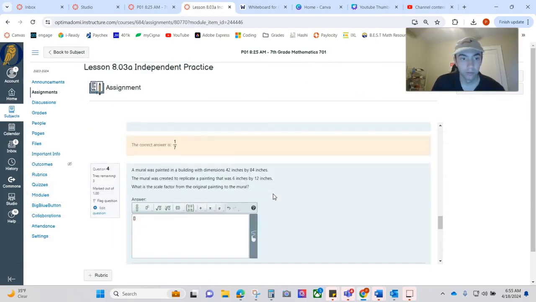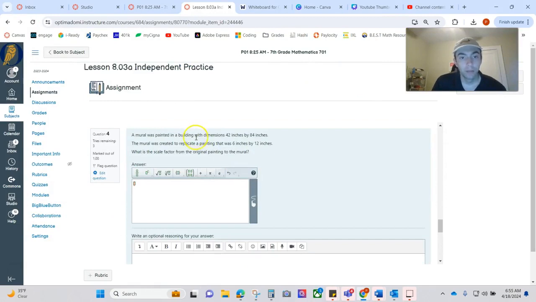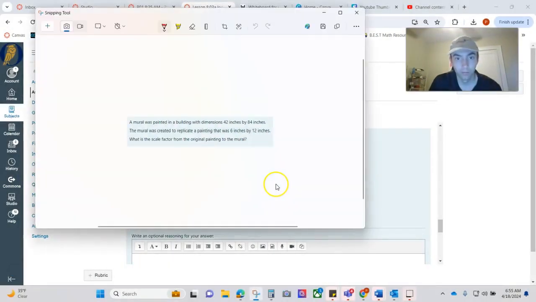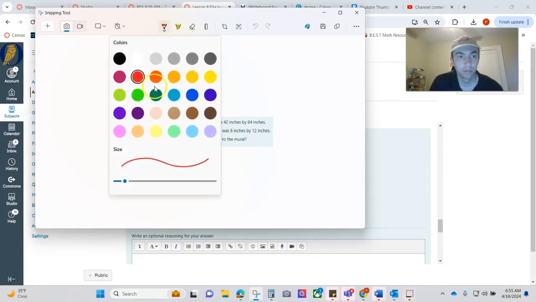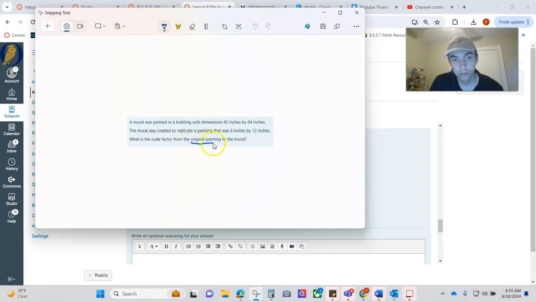Question 4. A mural was painted in a building with dimensions of 42 inches by 84 inches. The mural was created to replicate a painting that was 6 inches by 12 inches. What is the scale factor from the original painting to the mural? Original to the mural. So the mural was second, the original was first.